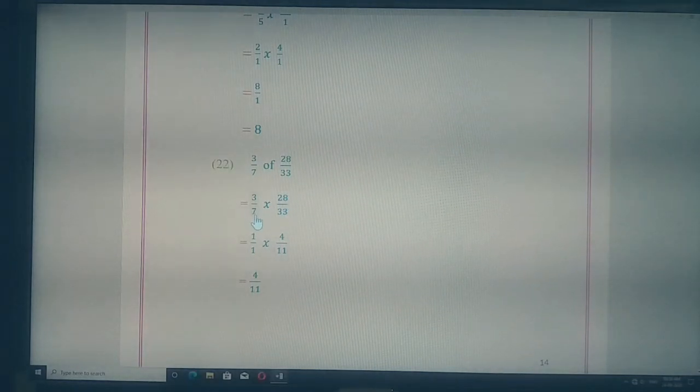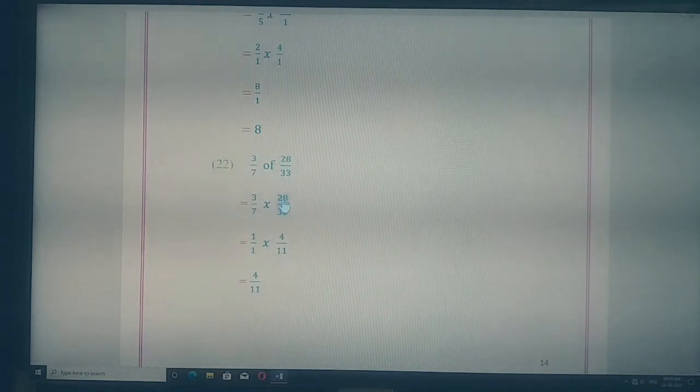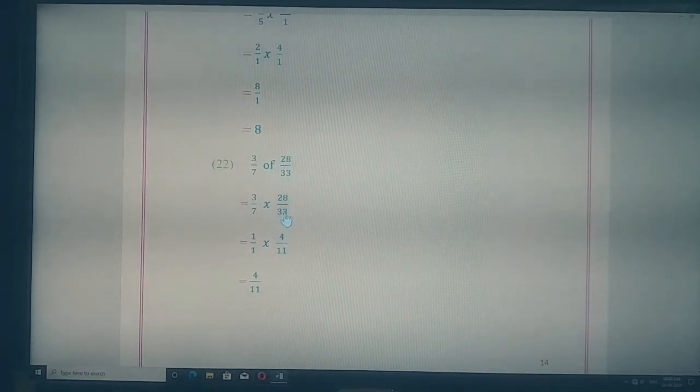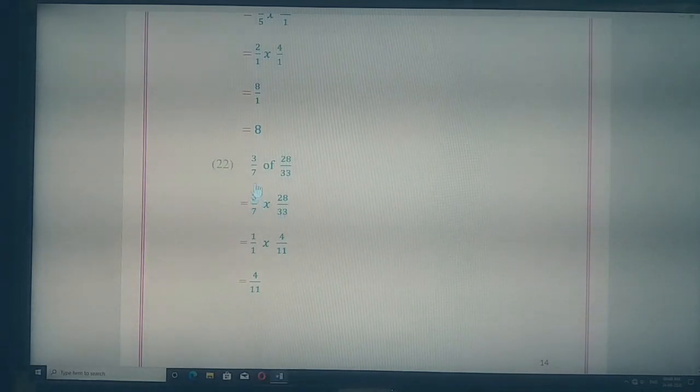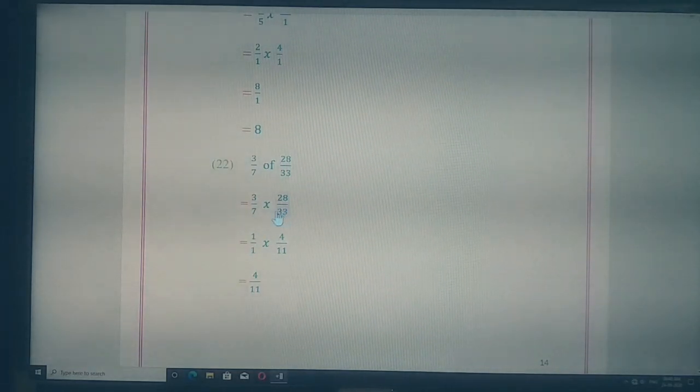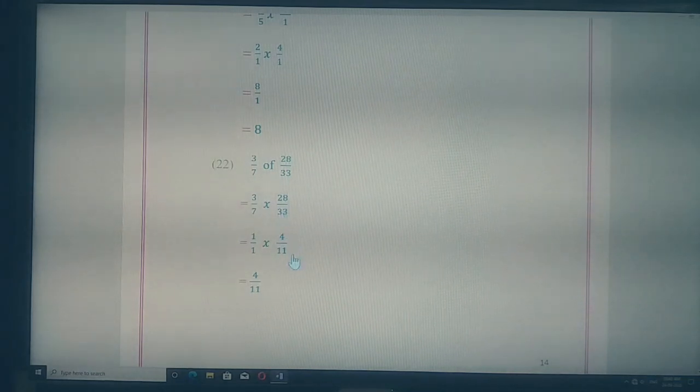With 7's table I cancel 7. 7 ones are 7. So in the denominator I will write 1 instead of 7. And 28 can be cancelled using 7's table. 7 fours are 28. So instead of 28 I have to write 4. 28 is cancelled and 4 is written. Similarly, 33 can be cancelled using 3's table. 3 11s are 33. And this 3 can be cancelled using 3's table. 3 ones are 3, 3 11s are 33. So instead of 3 I have to write 1 because 3 is cancelled. So I will write 1 in the numerator. Similarly, 33 is cancelled using 3's table. 3 11s are 33. So instead of 33, I'll write 11.